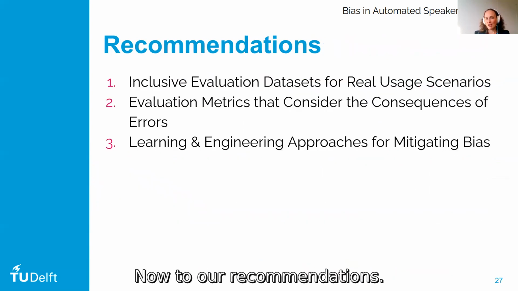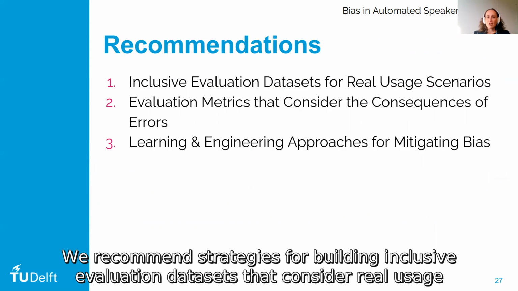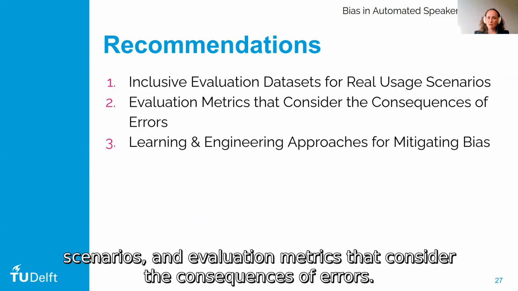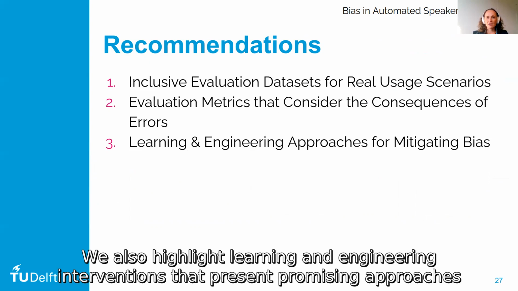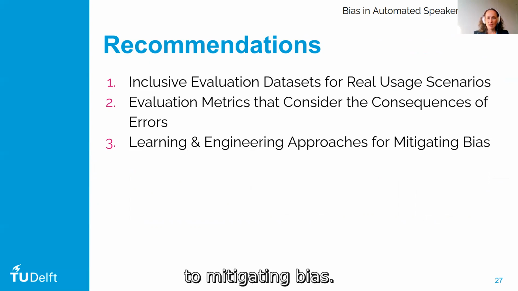And now finally to our recommendations. We recommend strategies for building inclusive evaluation datasets that consider real usage scenarios and evaluation metrics that consider the consequences of errors. We also highlight learning and engineering interventions that present promising approaches to mitigating bias. Our recommendations are by no means conclusive, but offer a first step in this direction.